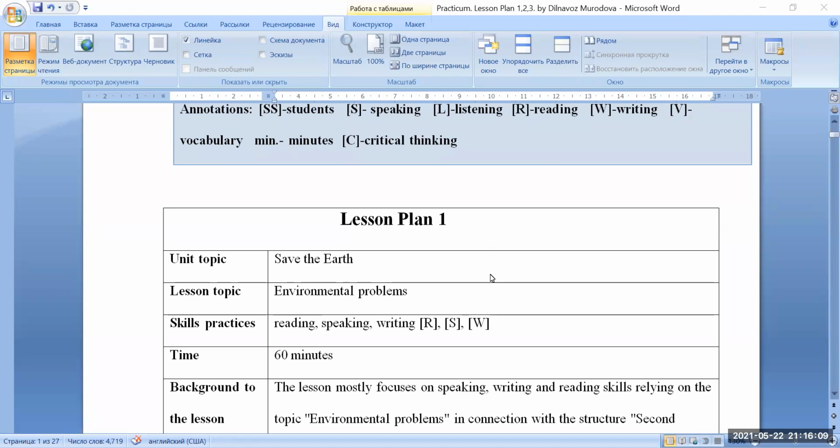I want all of you to be very active during the lesson because it's not a simple lesson. It's special for me, so I want all of you to feel this. Our topic is Save the Earth, and today our lesson topic is environmental problems.